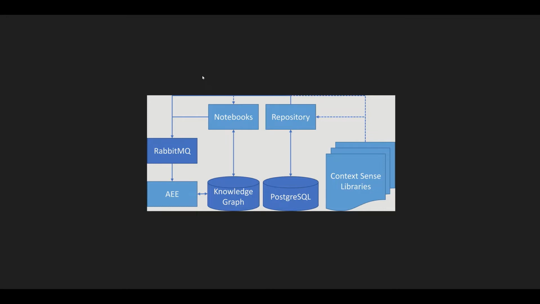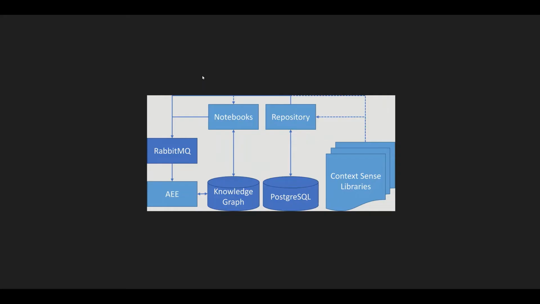for storing application-specific data. Other containers listed here, which are light blue boxes, are provided by our company. They are developed in the company, and we developed our custom images for these applications, and we use these custom images to deploy these containers. Context sense libraries are included in the repository and in the notebooks as a tool for easy access to the knowledge graph and some functionality provided by the stack.